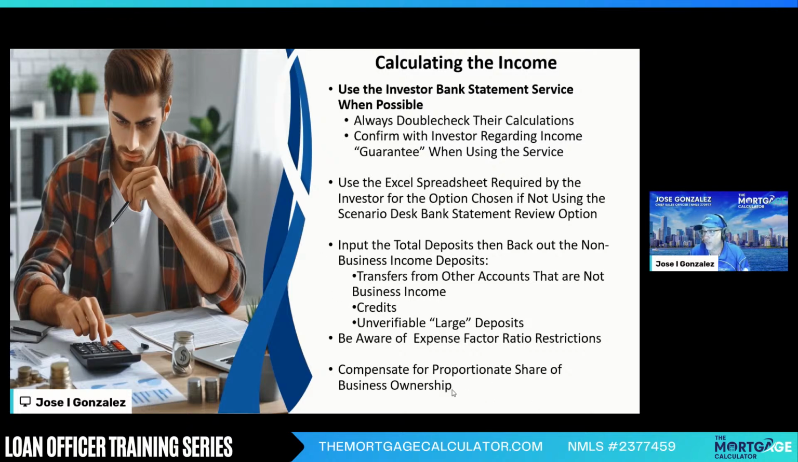So let's say it's $100,000, 50% expense factor. You're at $50,000. They are a 50% owner of the business. Multiply that 50,000 times 50%, and now you're at $25,000. That's your income for that borrower under that kind of a scenario.